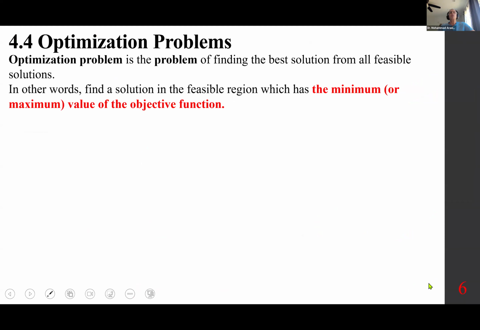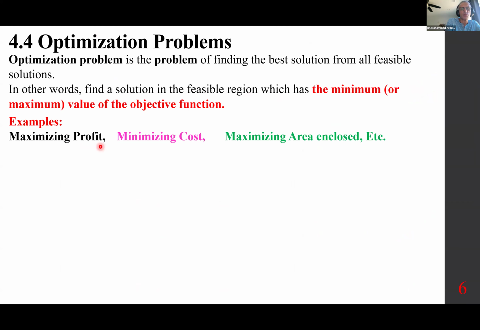And now, new stuff, 4.4, optimization problems. Optimization problem is the problem of finding the best solution from all feasible solutions. In other words, find a solution in the feasible region which has the minimum or maximum value of the objective function.